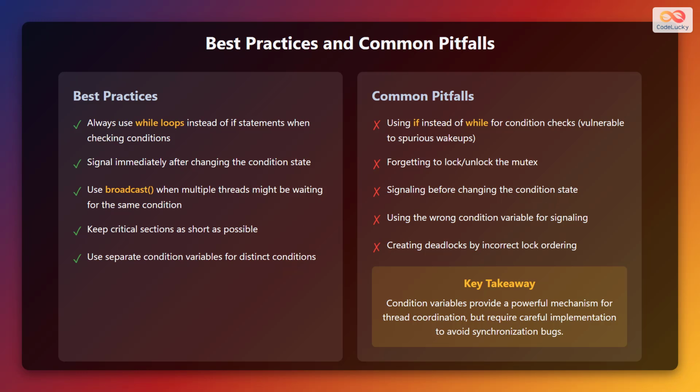Some of the common pitfalls are using if instead of while for condition checks, which is vulnerable to spurious wake-ups. Forgetting to lock or unlock the mutex. Signaling before changing the condition state. Using the wrong condition variable for signaling. Creating deadlocks by incorrect lock ordering. Key takeaway: condition variables provide a powerful mechanism for thread coordination, but require careful implementation to avoid synchronization bugs.